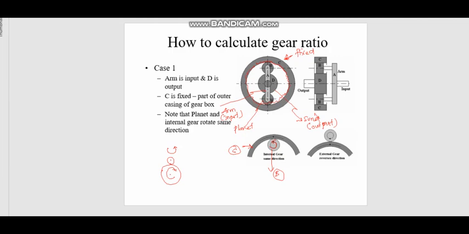So this is the opposite of what we discussed just now. You have to remember that when we look at the directions of the rotations among all the gears, you have to remember these rules.